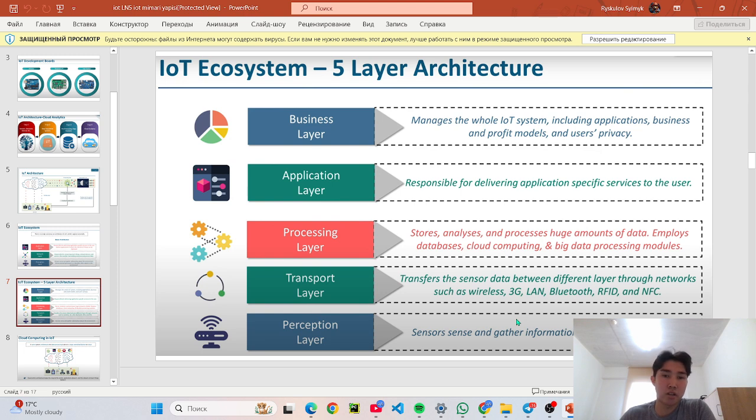The processing layer stores and analyzes huge amounts of data, and employs cloud and big data processing models. The transport layer transports sensor data between different layers in the network, such as through 3G, LAN, Bluetooth, and NFC. The perception layer's sensors sense and gather information about the environment.